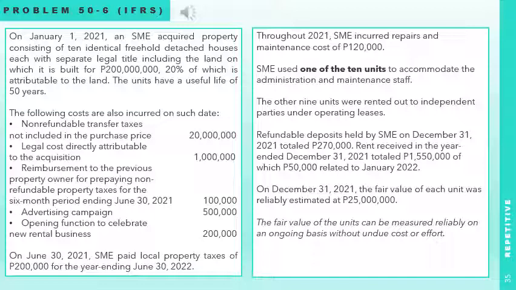The other 9 units were rented out to independent parties under operating leases. Refundable deposits held by SME on December 31, 2021 totaled 270,000. Rent received in the year ended December 31, 2022 totaled 1,550,000, of which 50,000 related to January 2022. On December 31, 2021, the fair value of each unit was reliably estimated at 25 million. The fair value of the units can be measured reliably on an ongoing basis without undue cost or effort.